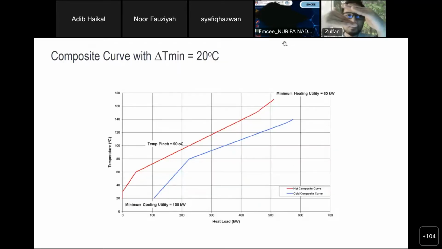When you look at this overlapping region, you can also see there are two non-overlapping regions. The first one is the one with the blue line that is not covered by the red line, which means the cold composite curve still needs some energy to cover it, so that the temperature can go to where it is needed. And the same goes with the red line at the bottom.